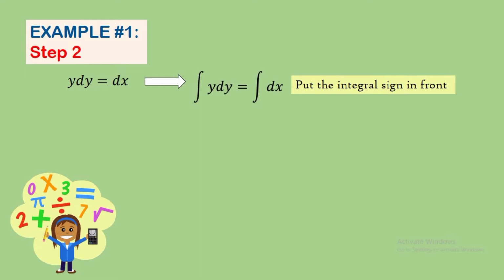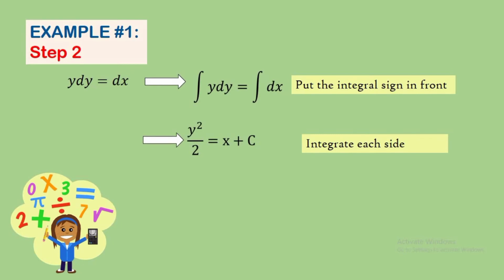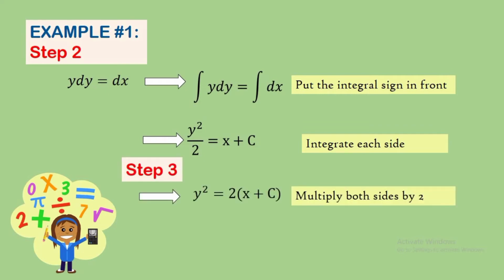So put the integral sign in front. So that is the integral sign. And integrate each side. So we have y squared over 2 is equal to x plus c. At hindi pa tayo tapos, meron pang step 3. Simplify. We multiply 2 both sides and we have y squared is equal to 2 times x plus c.